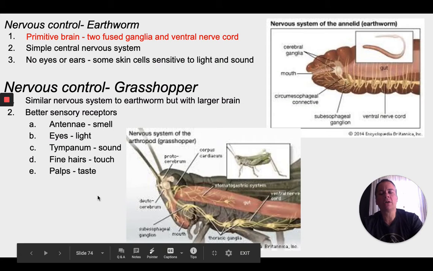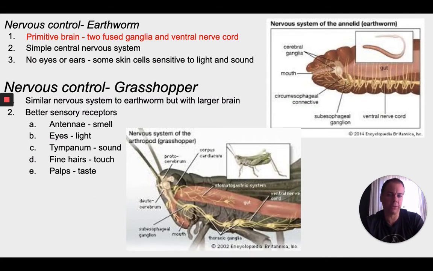So compared to the earthworm, however, the grasshopper and other insects have much better sensory receptors, special cells to take in information from the outside. For example, insects have antennae which they can use to sort of smell and sense molecules in the air. They have compound eyes which they can take in light and see.